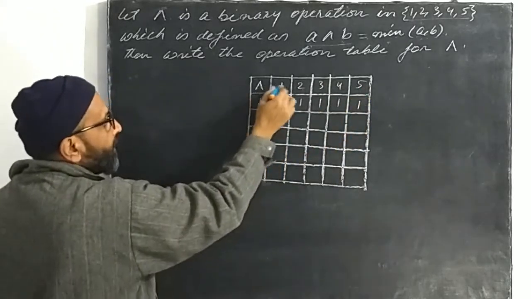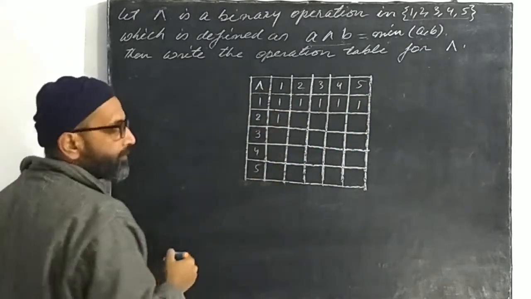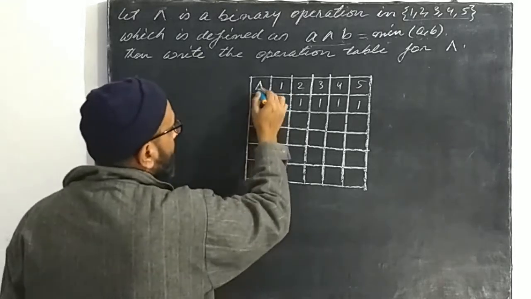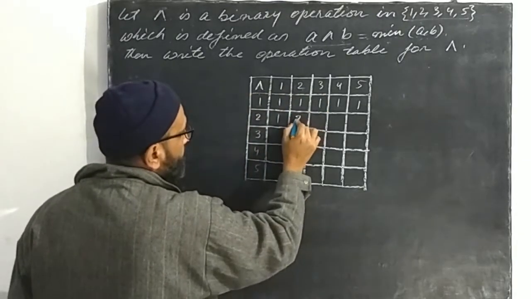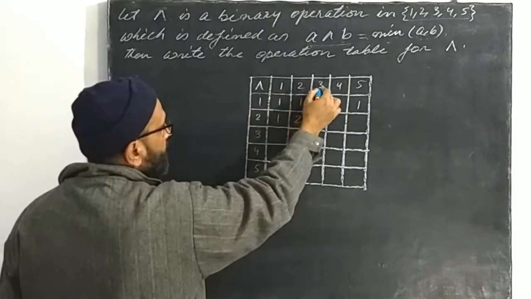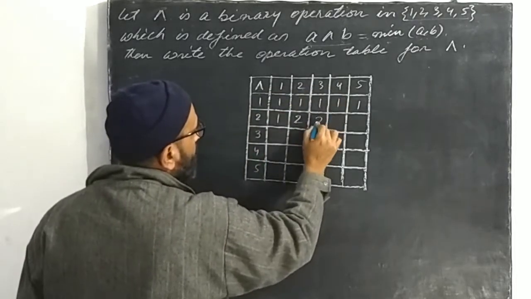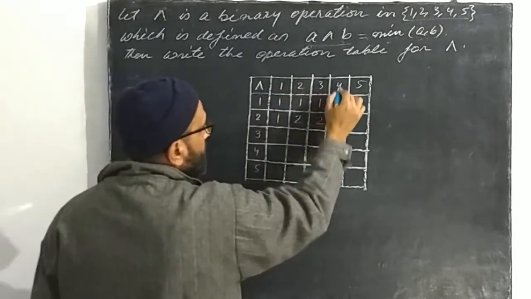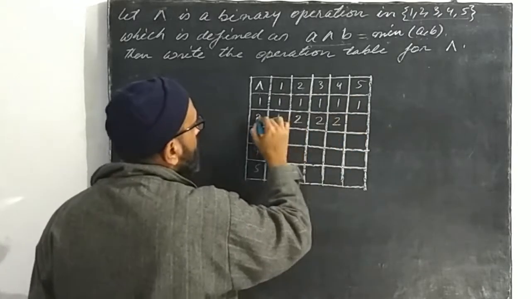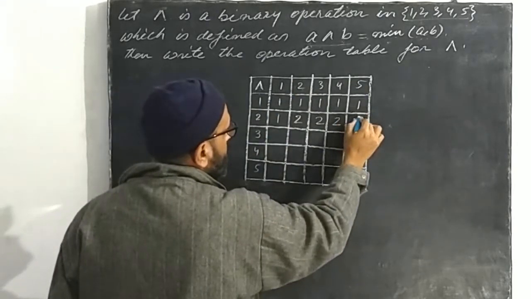If we take 2 cap 1, the minimum out of these two numbers is 1. 2 cap 2, obviously 2. 2 cap 3, out of 2 and 3, the 2 is a smaller one. 2 cap 4, the result is 2. 2 cap 5, the result is 2.